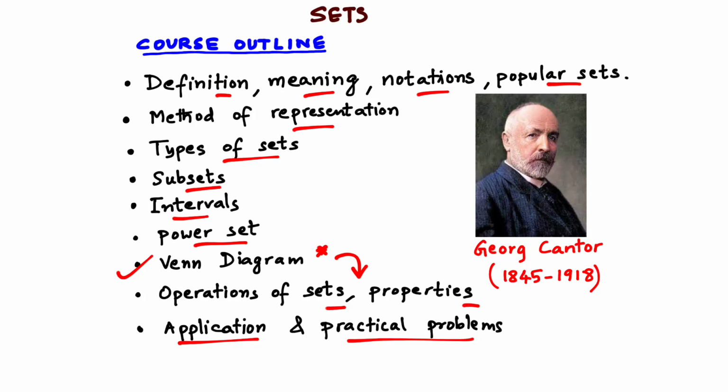And I just want to mention here that Georg Cantor is one important name if you want to study set theory, because he's the man behind the development of set theory, and that was really very late. So he was born in 1845 and died in 1918.